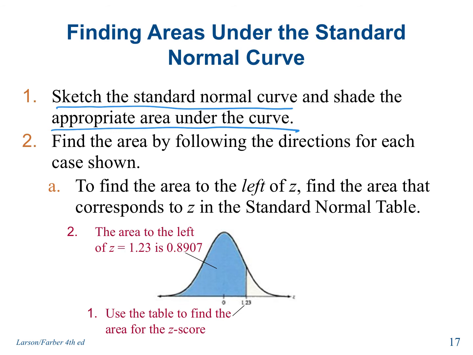To find the area to the left of the z-score, find the area that corresponds to z in the standard normal table. You look up your z-score in the table. Whatever decimal you get is your area to the left of that z-score.